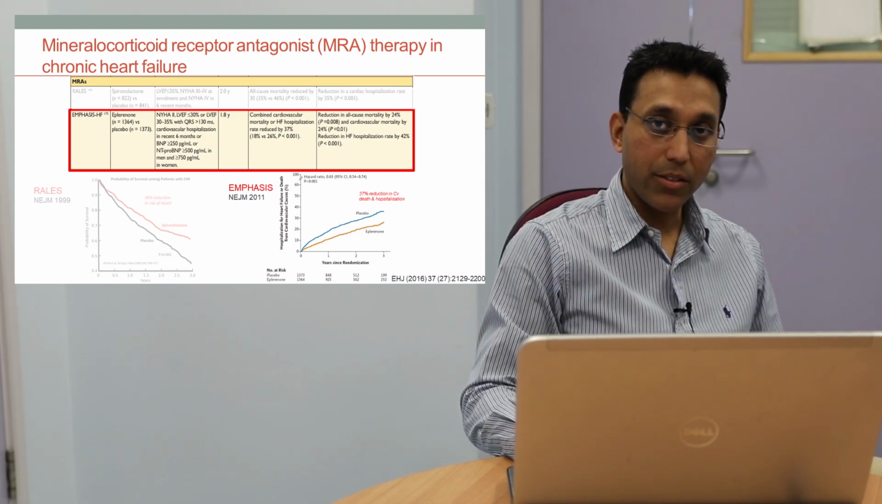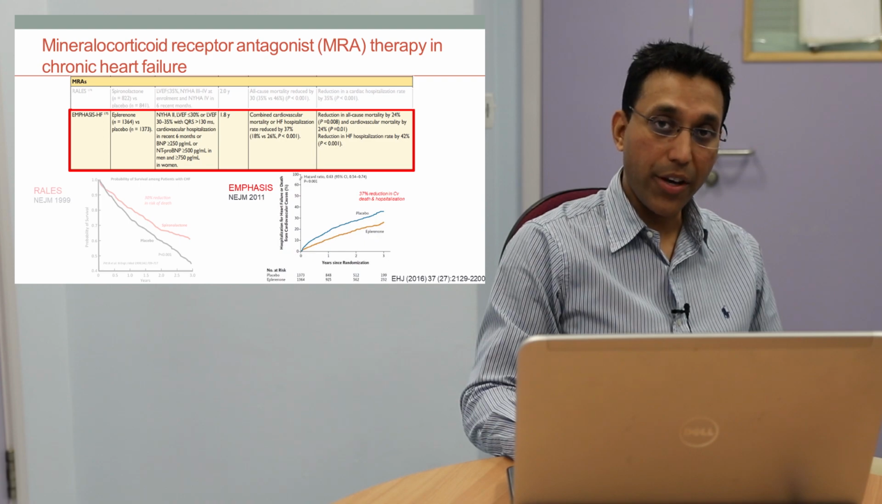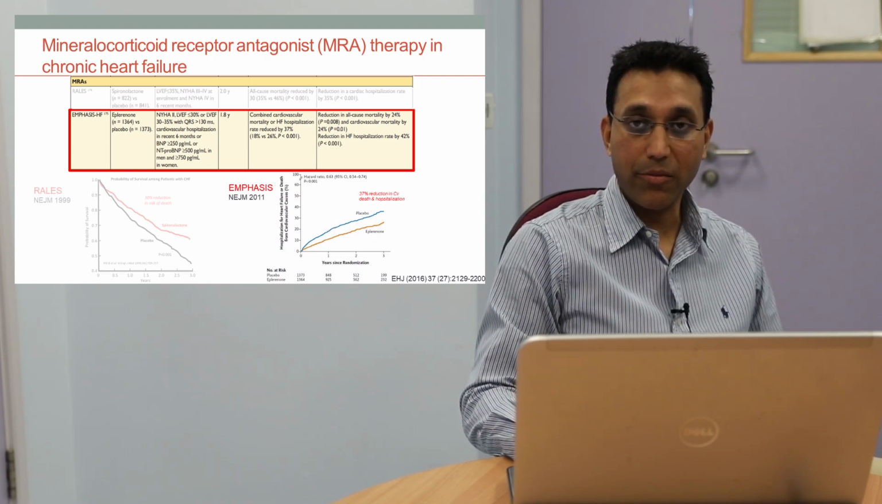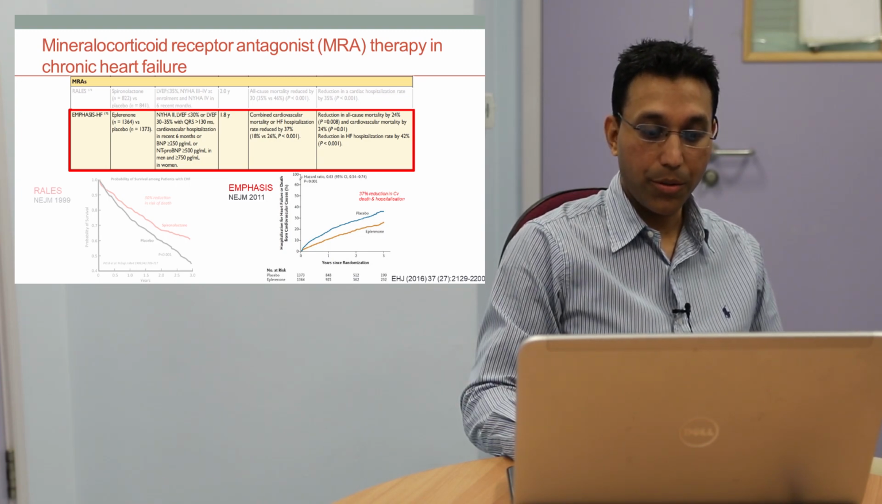There were some variants. In those with slightly poorer renal function, so an eGFR between 30 and 49, patients were tried on eplerenone 25 milligrams on alternate days initially, and then up-titrated if possible.